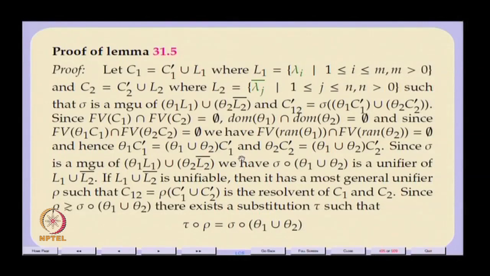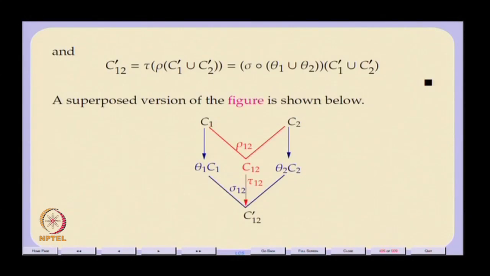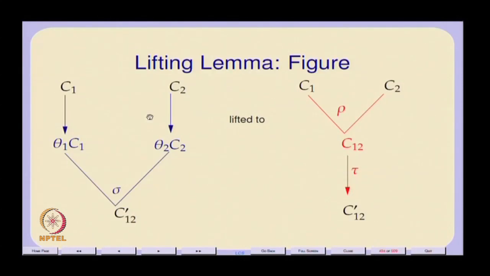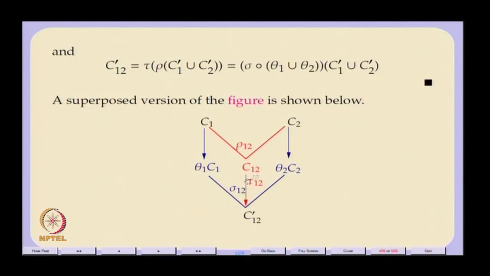You have to use the fact that these have disjoint sets of variables and these also have disjoint sets of variables. So, it is a fairly general purpose lemma, but we are going to use it only in the case when theta 1 and theta 2 are ground substitutions. That is enough for us to prove completeness of resolution refutation. By the way, I can superpose those two figures. These two figures can be superposed to yield a figure like this, which will represent the Lifting lemma basically.